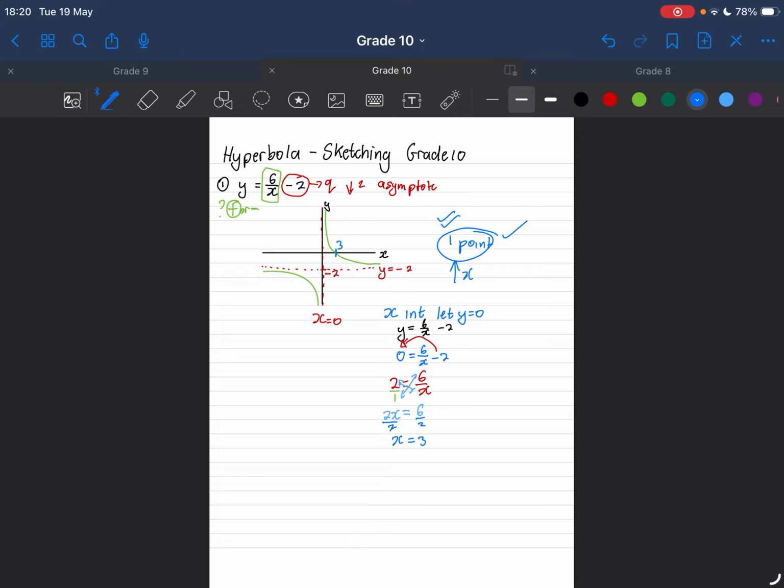So for grade 10, you will not have any y-intercepts for your hyperbola. The reason being is because this asymptote is on the y-axis, so it'll never touch the y-axis. But from next year, this line will move as well. So for this year, you won't have a y-intercept for your hyperbola, but you will have an x-intercept.